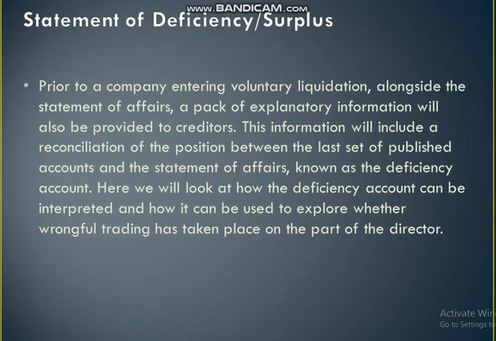And coming to statement of deficiency and surplus, prior to a company entering voluntary liquidation, alongside the statement of affairs, a pack of explanatory information will also be provided to creditors. This information will include a reconciliation of the position between the last set of published accounts and the statement of affairs, known as the deficiency account. Here, we will look at how the deficiency account can be interpreted and how it can be used to explore whether wrongful trading has taken place on the part of the director.